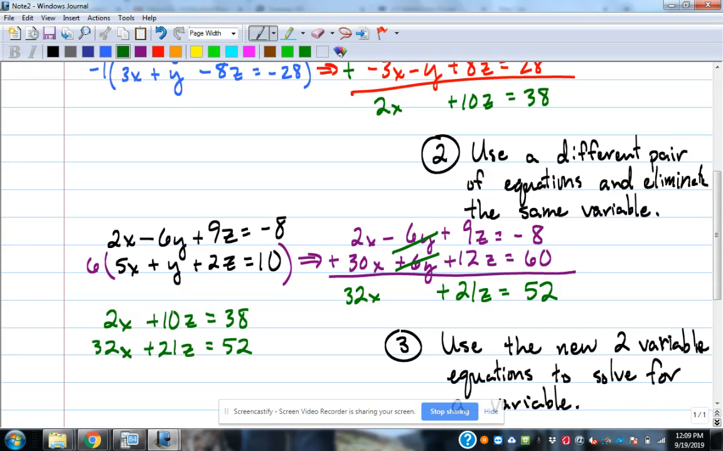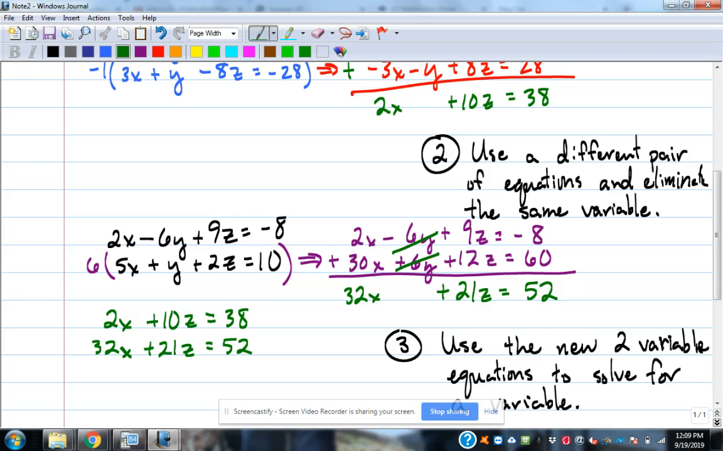Substitution would work. So if I solve the first one for x, I can substitute it into the second one for x, right? What if I wanted to use elimination? You can multiply the 2x plus the top one by negative 16, and that would get rid of the x's. That would be one way to eliminate x's. Either way is going to work fine.